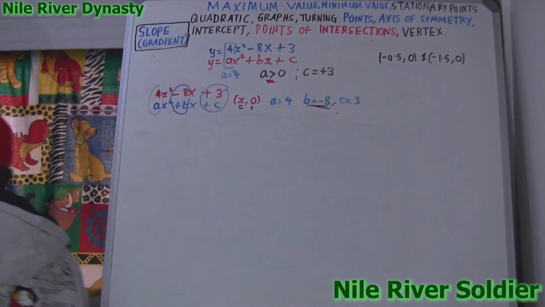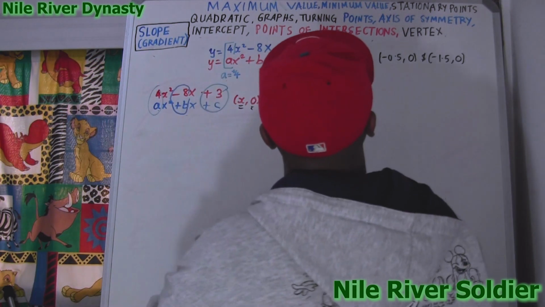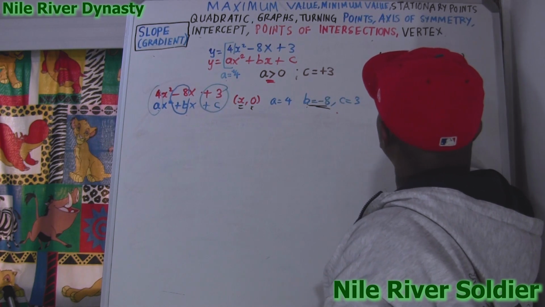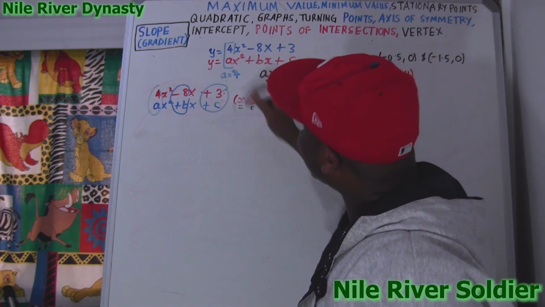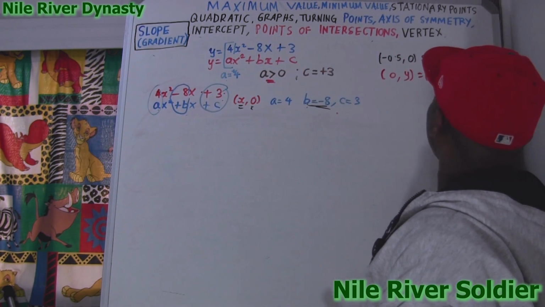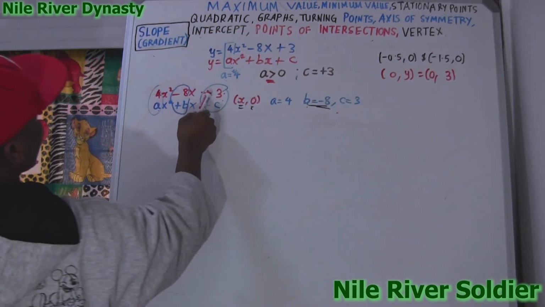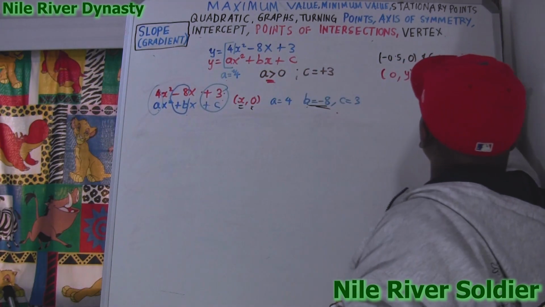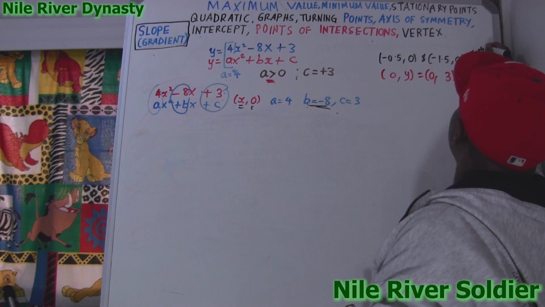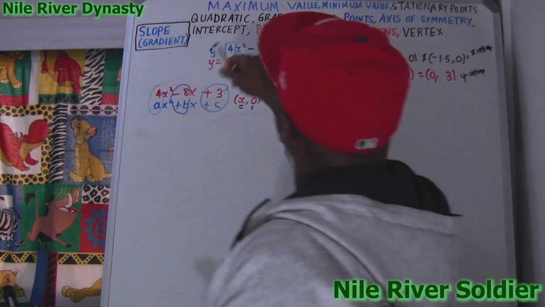We have already the x-intercepts. Now we want to go for the y-intercept. Easy. When y-intercept, x always equals 0. So this is going to be 0, so it's like c. c is the y-intercept. So when x equals 0, y equals this value, 3, because this is going to be 0 times 4, 0, plus 0, plus 3, 3. So we have an x-intercept and a y-intercept. Okay, so now we got the x-intercept and y-intercept.